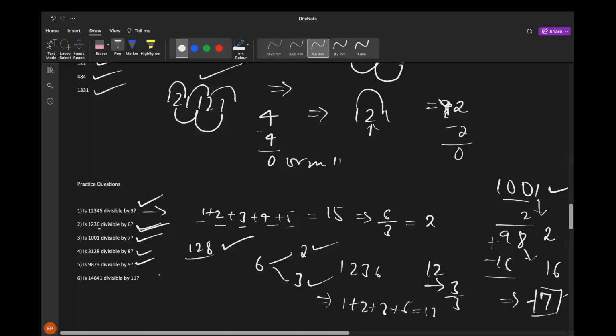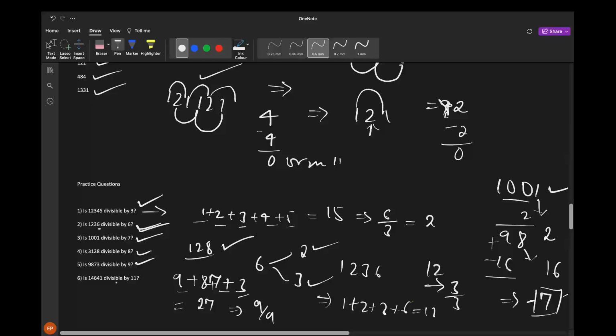What about 9? Sum of digits. 9 plus 8 plus 7 plus 3. 7 plus 3, 10. 10 plus 9, 19. 19 plus 8, 27. Again do the sum. 2 plus 7, 9. 9 by 9. So this is also divisible by 9.